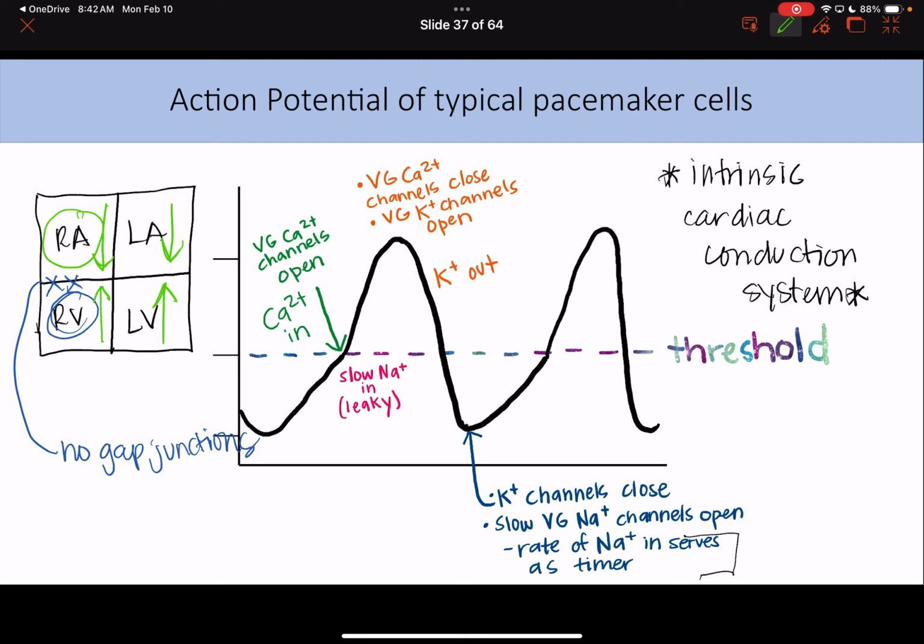Okay, any quick questions about the action potential of the cardiac muscle cells? Anybody still writing notes down from this slide? Okay.